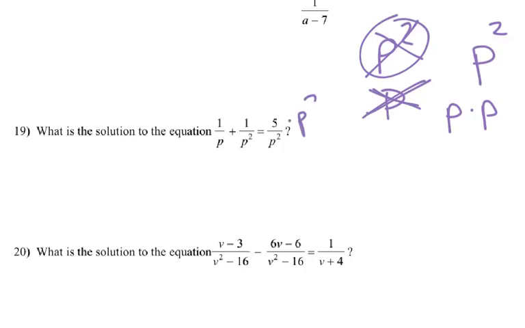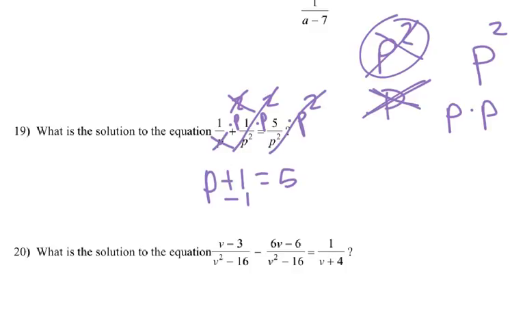So then I times every piece by p squared, because we're using the multiplication property of equality. I don't have to times the bottoms by it. So those cancel, leaving me with 5. Those cancel, leaving me with 1. P squared, one of them cancels, leaving me with 1 times p, or p. So p plus 1 equals 5, subtract 1, we get p equals 4.